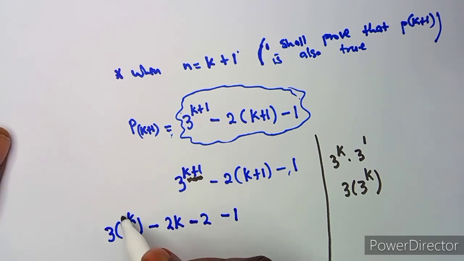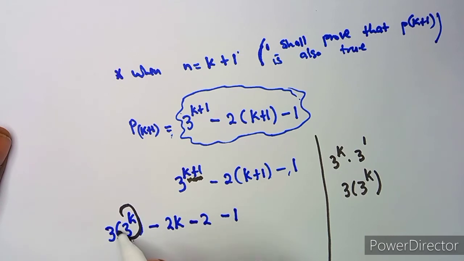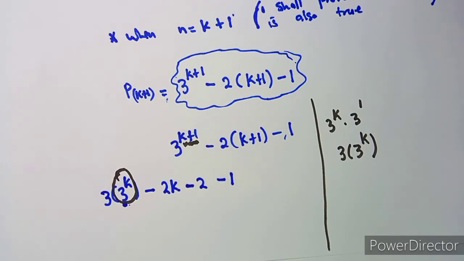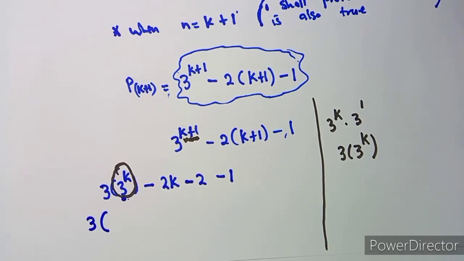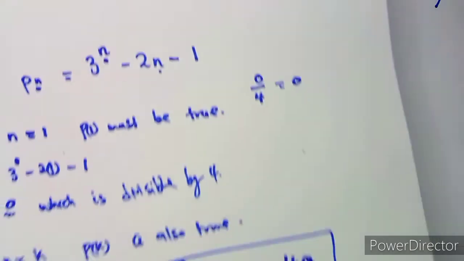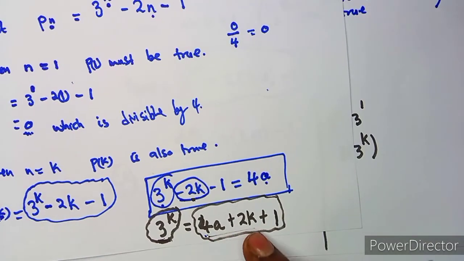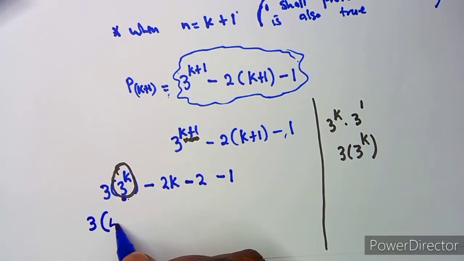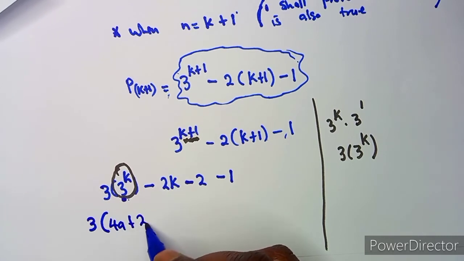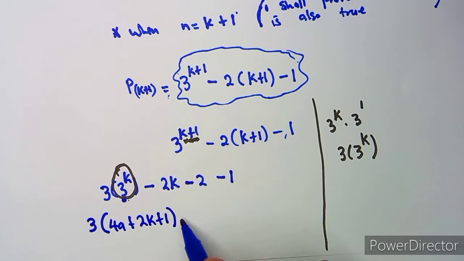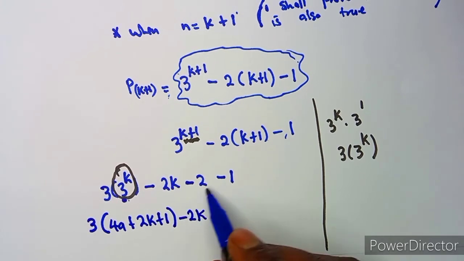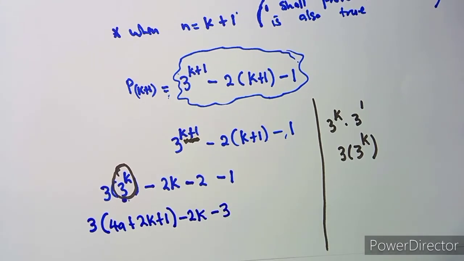In place of 3 to the exponent of k, I'm going to substitute with the equivalent, which is going to be 3 into our 3 to the exponent of k, which we said is equivalent to what? To 4a plus 2k plus 1. So that is 4a plus 2k plus 1. Okay, but already here we can simplify what is there, which is a minus 2 minus 1, that is a minus 3.